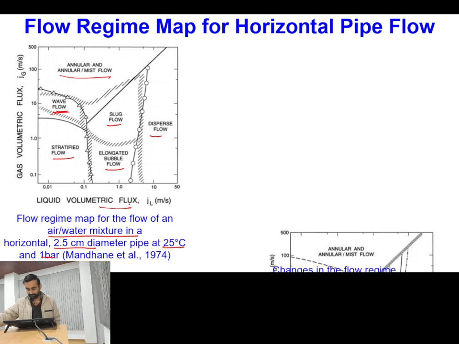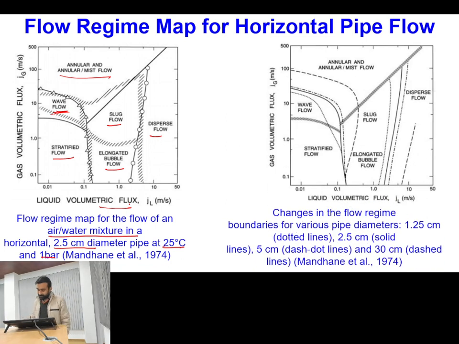Is this one clear? Now this is another flow design map which shows the effect of pipe diameter. So here we have three different diameter pipes: 1.25, 2.5 and 5 centimeter. So you can see the first pipe, 1.25 centimeter, all the dotted lines. This dotted line is nothing but the theoretical prediction for the 1.25 centimeter one. Then this dash-dot is for the 5 centimeter line, and the 30 centimeter line is the dashed line. Is this one clear?